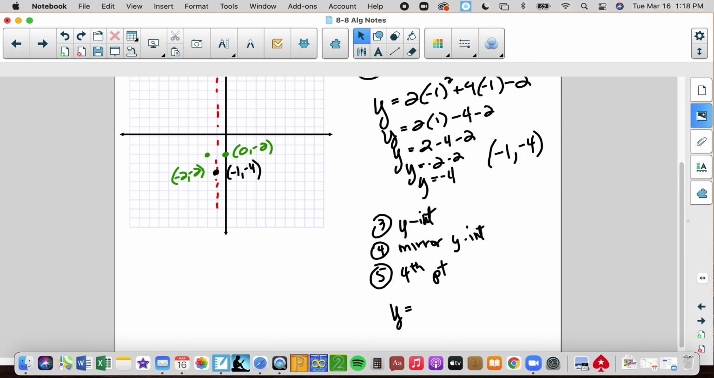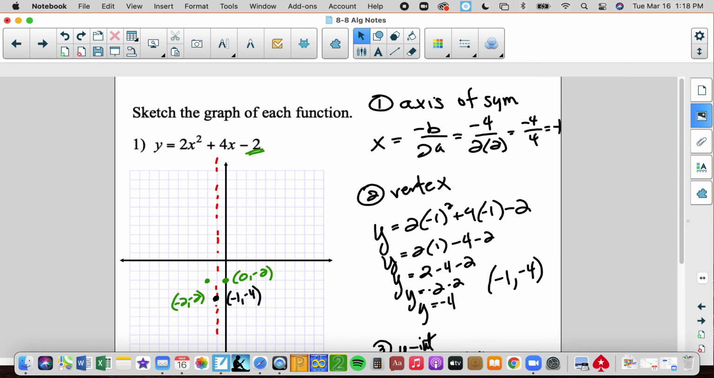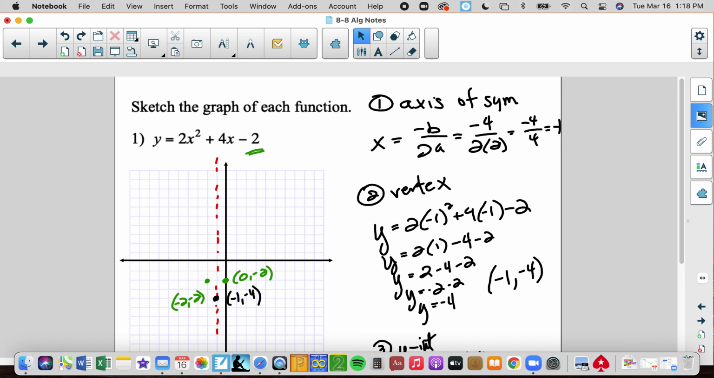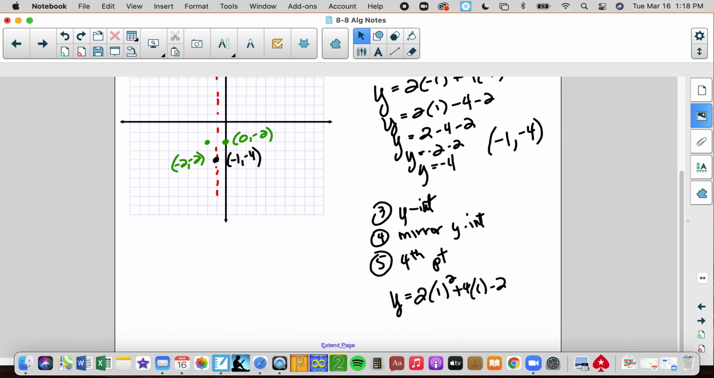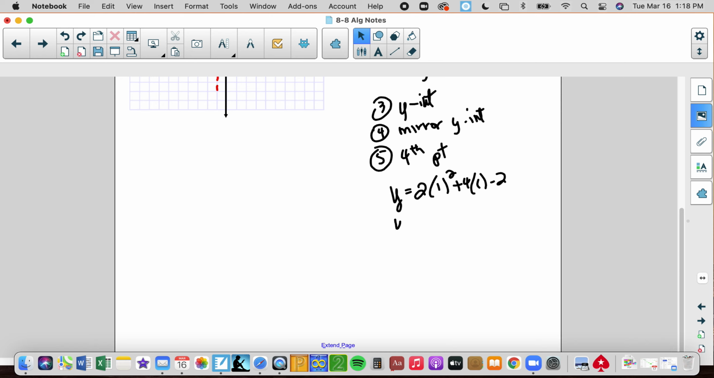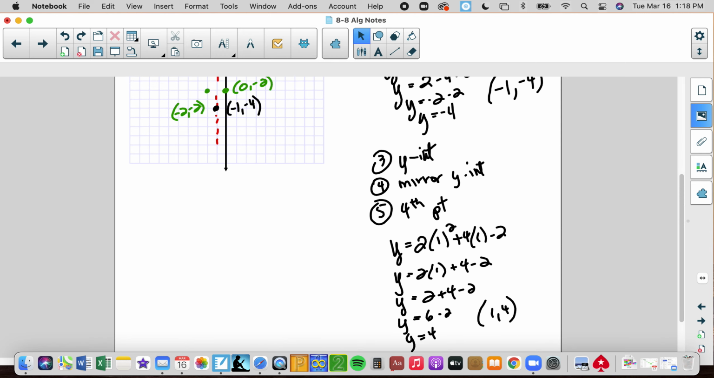We're going to do y equals 2 times 1 squared plus 4 times 1 minus 2. All we're doing is plugging that x value back into this starting equation, and that's going to give me a point. So y equals 2 times 1 plus 4 minus 2. That gives me 2 plus 4 minus 2, which is 6 minus 2. Y equals 4. My coordinate is 1, 4.